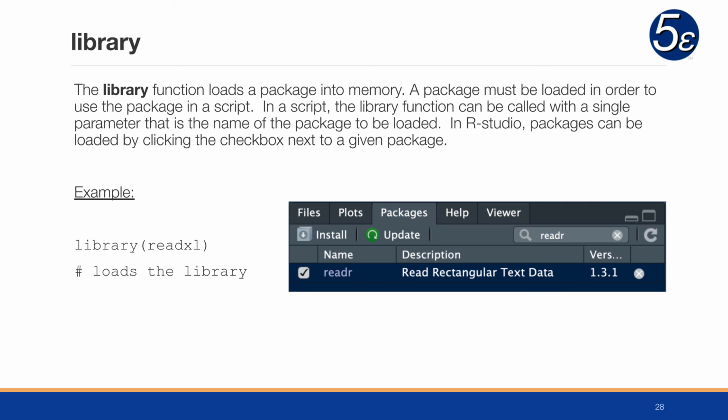So in your script, the library function can be called with a single parameter, which is the name of the package to be loaded. Now, alternatively in RStudio, at the bottom right, again, of your environment where it says packages, you have a little check mark that you can check to basically load the library into memory. It will execute this same line of code. But it's recommended that when you create scripts that you put your libraries that you're going to use for your particular script at the top of your script so that you have them loaded prior to actual usage.